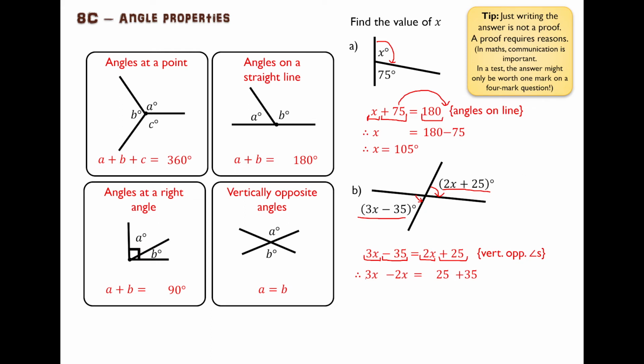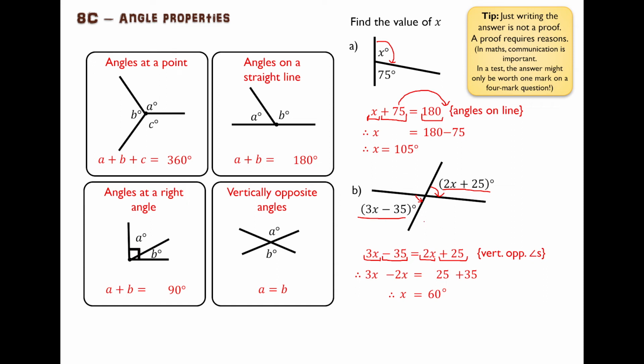All right, 3 lots of x, take 2 lots of x is 1 lot of x equals 25 plus 35 is 60. I'm not quite finished yet. I've forgotten something after the 60. A unit, 60 degrees. All right. So x is 60 degrees.